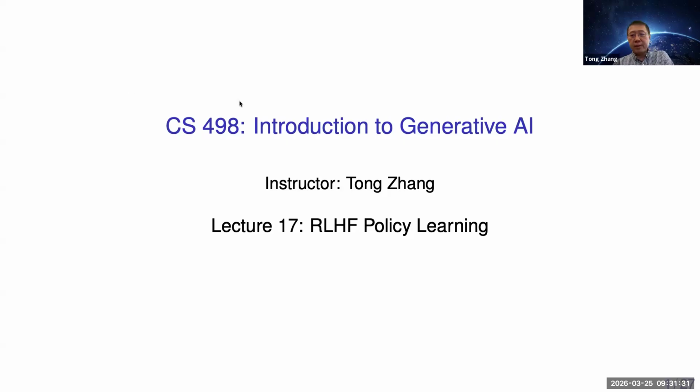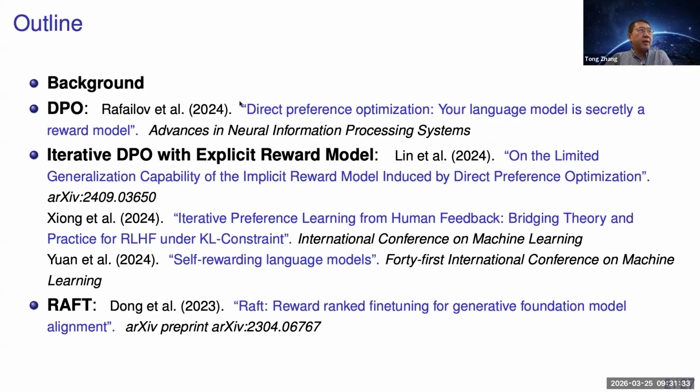Okay, so here is the outline. Again, we will just review the background, which we already covered last time, basically on alignment and reinforcement learning from human feedback. Then we will talk about the derivation of the first algorithm, continuing from last time. This leads to the so-called DPO, direct preference optimization.